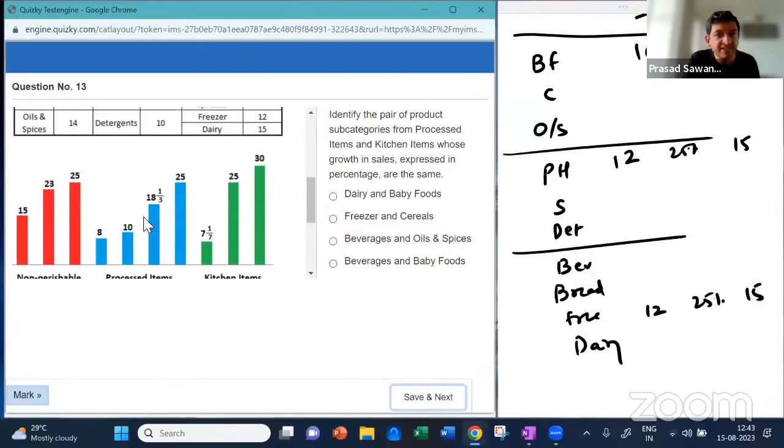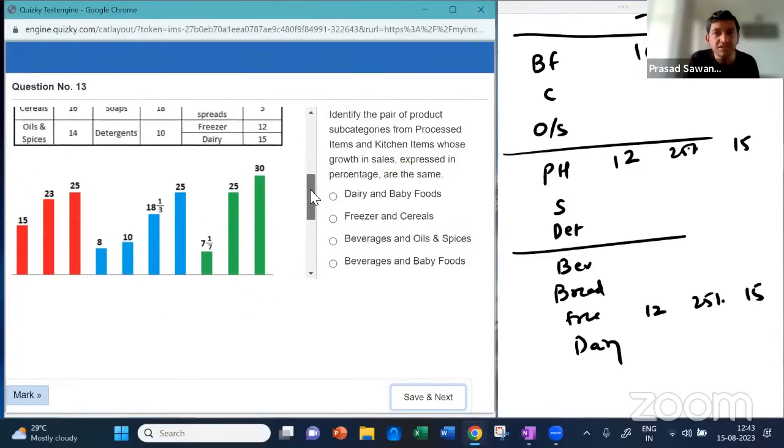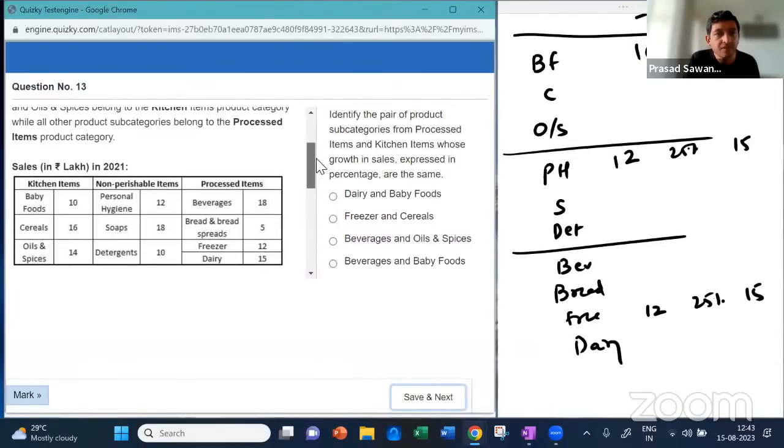Okay, 8 नहीं है, 10 नहीं है, 18, 1/3 नहीं है, 20. So 25%. Wherever it is 25%, we are sorted. Processed items and kitchen items. That will be personal hygiene and freezer, right?